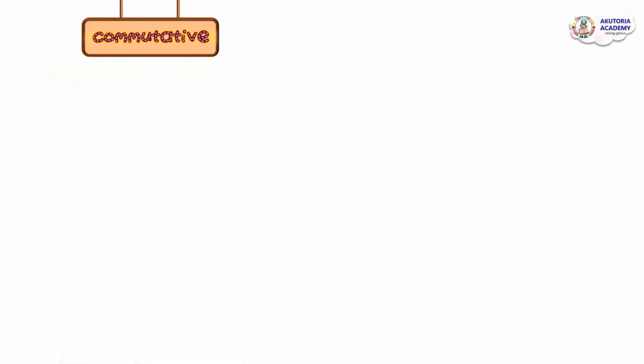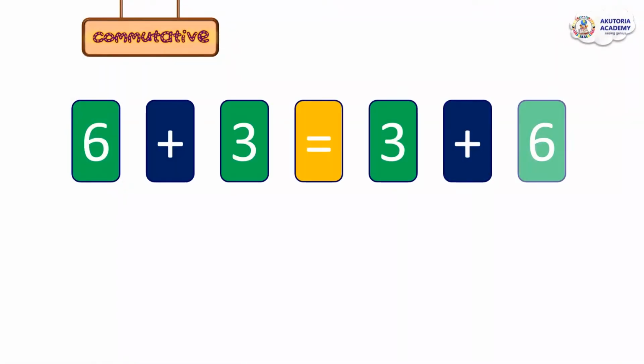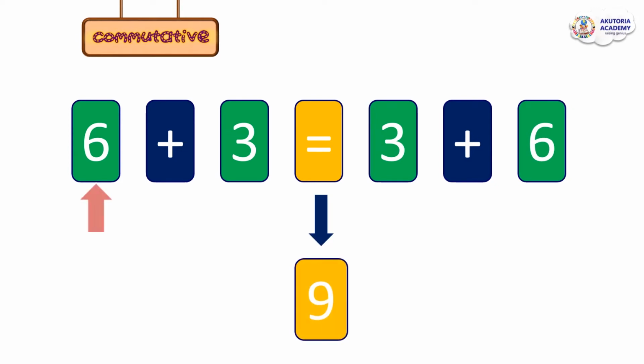Let's see one more example. 6 plus 3, which is rearranged to 3 plus 6, will still give us 9. In the left hand side, 6 comes first, followed by 3. By the right hand, 3 comes first, and 6 follows. But this doesn't change our answer, which remains the same.